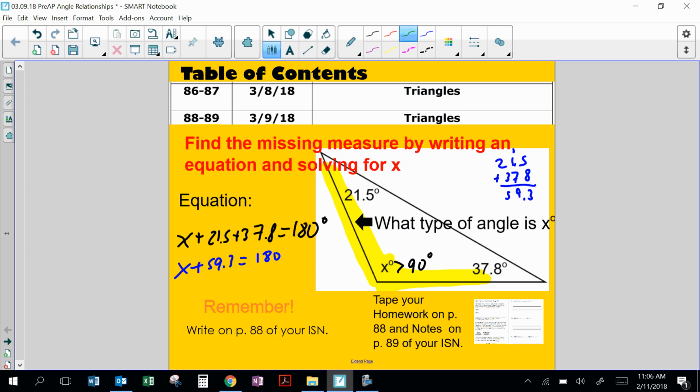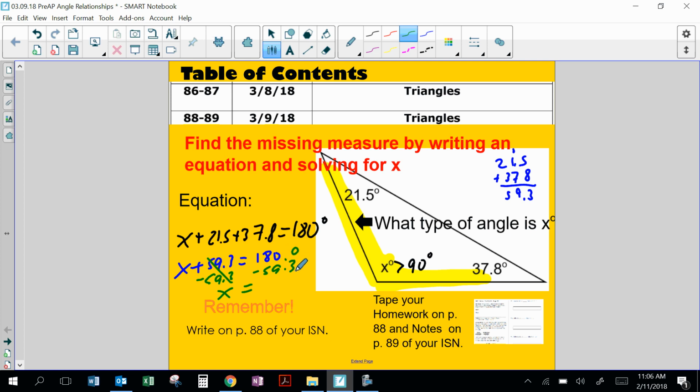So we know how to solve a one-step equation. What is the inverse of plus 59 and 3 tenths? Minus 59 and 3 tenths. This cancels out. X equals, so subtract this. So in the tenths place, it is 0.